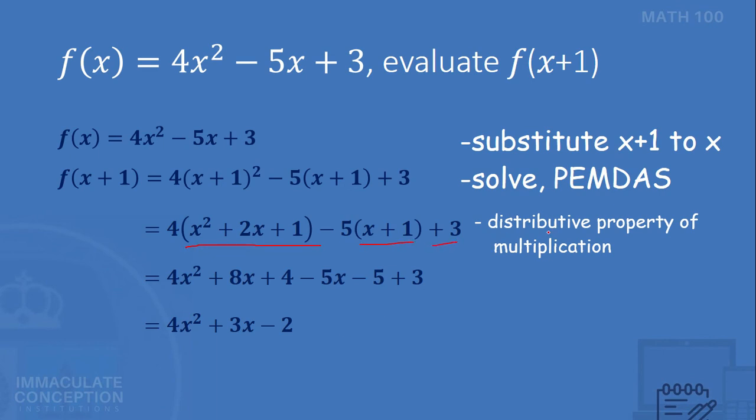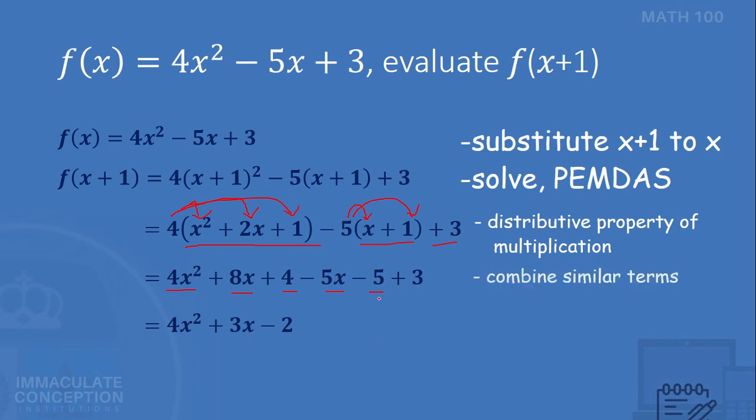Then we will follow the distributive property of multiplication. So 4 will be multiplied to x squared, 4 times 2x, and 4 times 1. 4 times x squared is equal to 4x squared. 4 times 2x is equal to 8x. And 4 times 1 is equal to 4. And then another distributive property, negative 5 times x, negative 5 times 1. Negative 5 times x is equal to negative 5x. Negative 5 times positive 1 is equal to negative 5. And then copy plus 3.